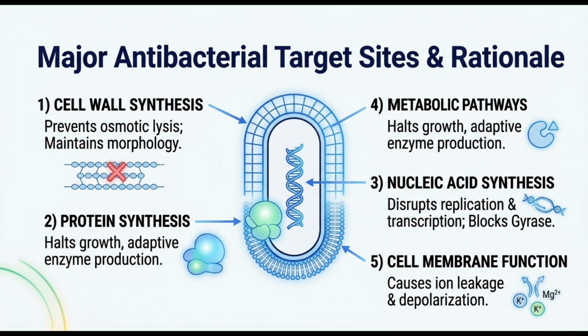4. Metabolic pathways, folate pathway. Bacteria rely on tetrahydrofolate, THF, to synthesize purines, pyrimidines, and essential amino acids. Unlike humans who ingest folate through diet, bacteria cannot absorb exogenous folate across their cell wall. They must build it from scratch using PABA. 5. Cell membrane function. The plasma membrane controls ion gradients and nutrient transport. Disrupting this lipid membrane leads to rapid leakage of essential ions and loss of membrane potential.